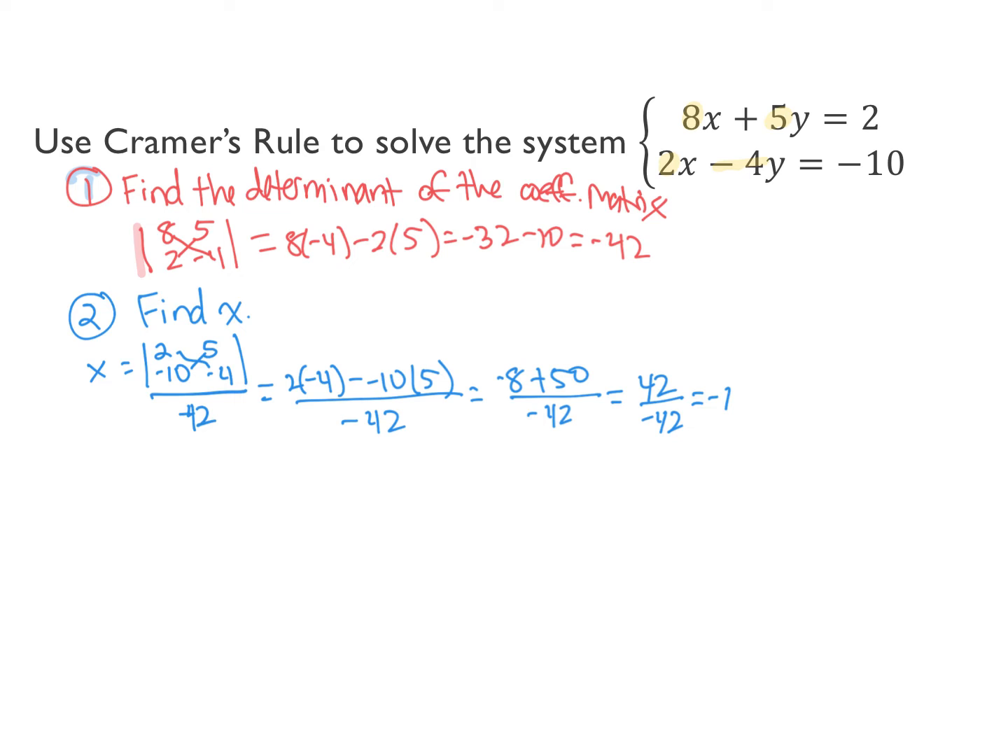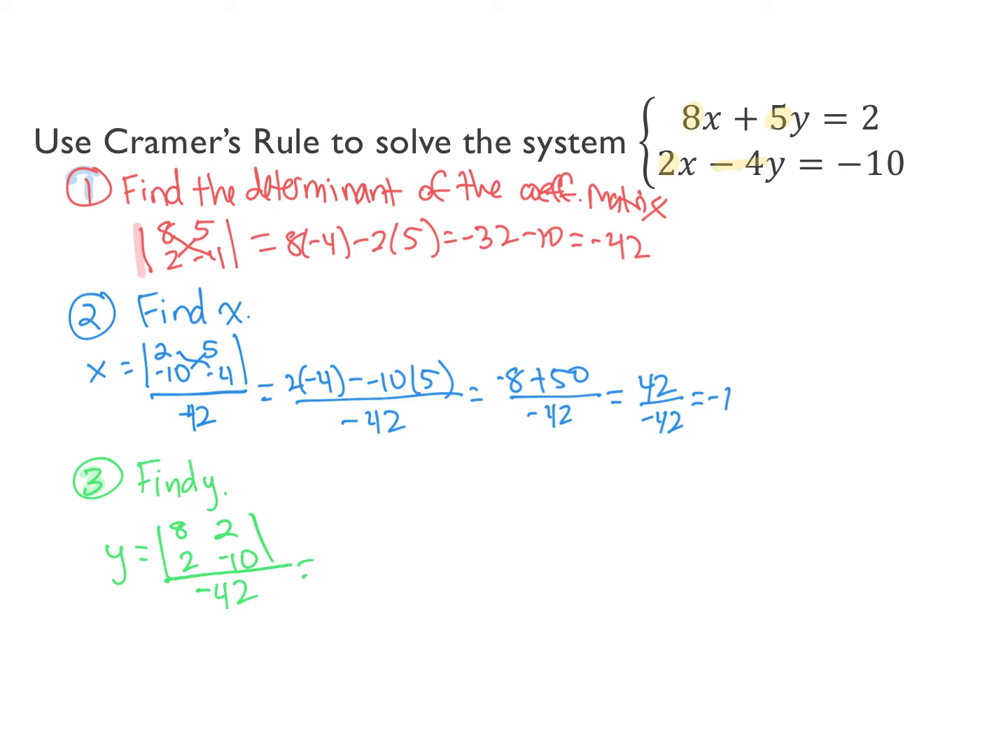Now we're going to do a similar process and find y. So to find y, this time I want to replace the y column with what the system equals. So the original x column, 8 and 2, will be first, and then for the y column we'll replace the 5 and negative 4 with the 2 and negative 10. And then we will divide with our determinant from step 1.